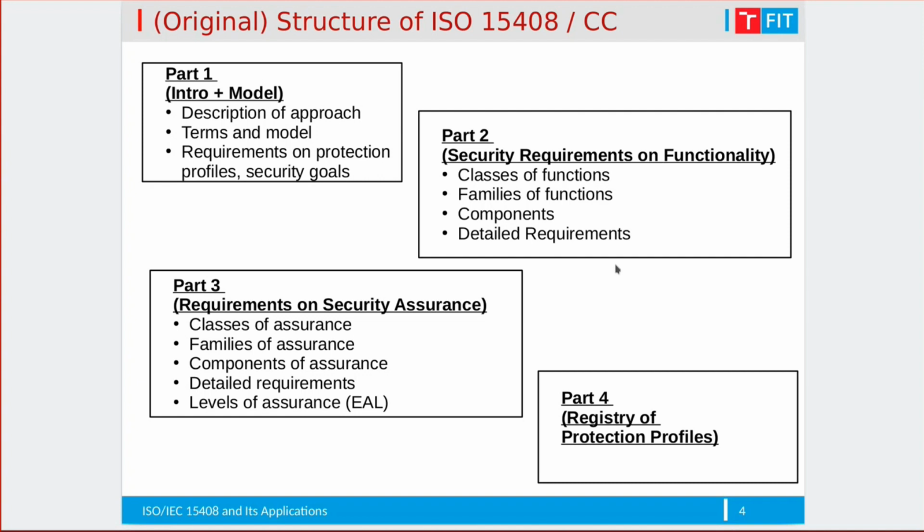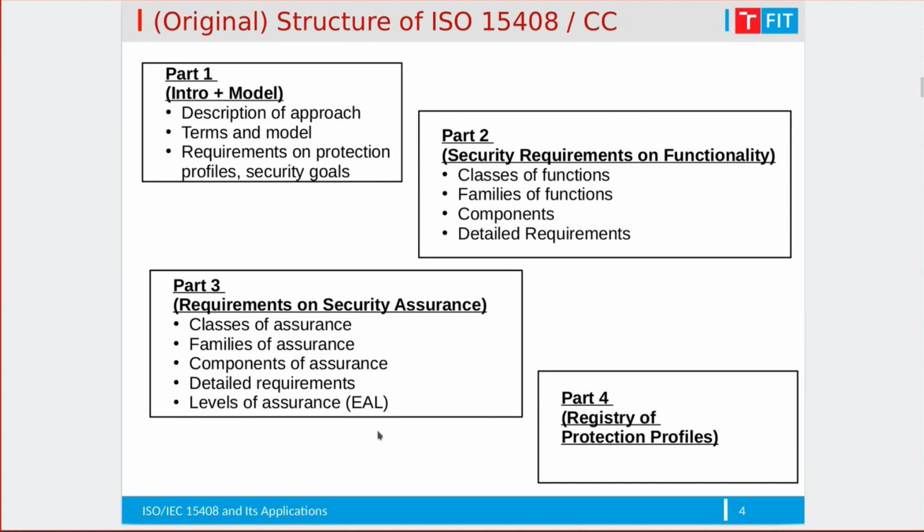So originally, the structure of the Common Criteria consists of four parts. The first part deals with introduction and model, where a description of the approach is made, terms and model are defined, and requirements on protection profiles and security goals are specified. In the second part, security requirements on functionality are described, where various classes of functions and families of functions are defined. Then functions are used for the components, which are groups of functions, and then detailed requirements are specified.